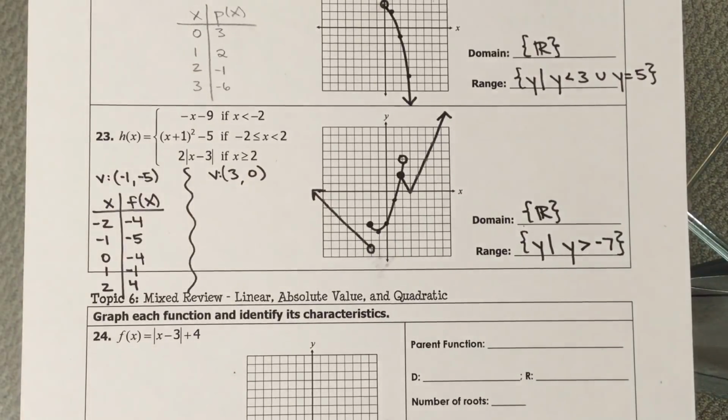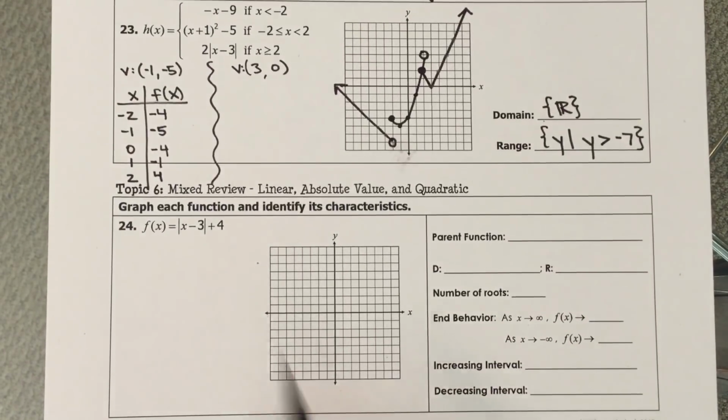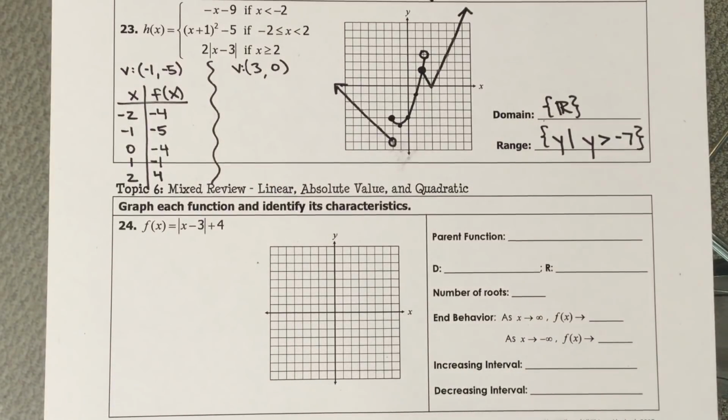All right, and then topic number 6 here, this is our last topic, kind of a mixed review on all 3 of the types that we've seen so far. So we have a lot of different pieces on end behavior, increasing, decreasing intervals, different things like that. Okay, so we're going to be practicing just basically everything that we've done so far in this chapter. So this is absolute value. So when you write each one of these down, you're going to write what the parent function is as well.